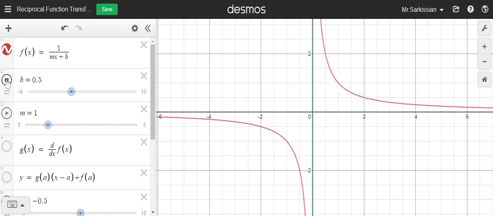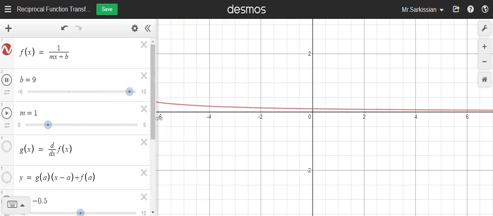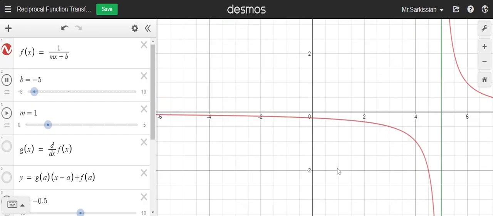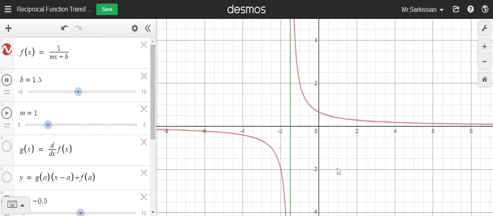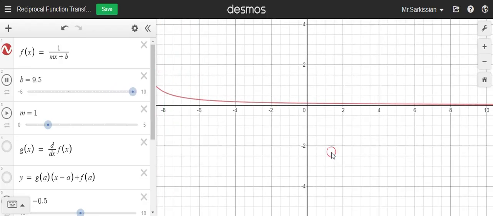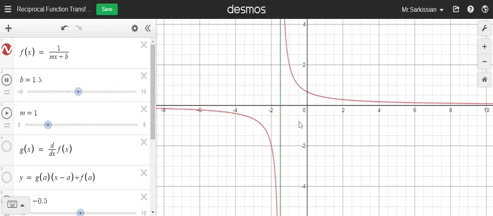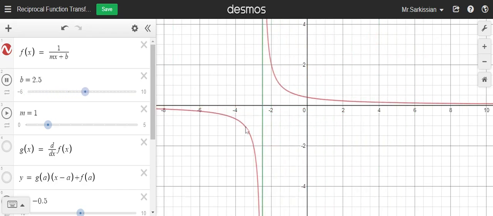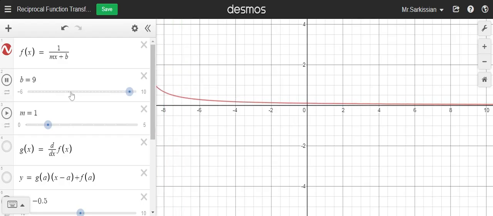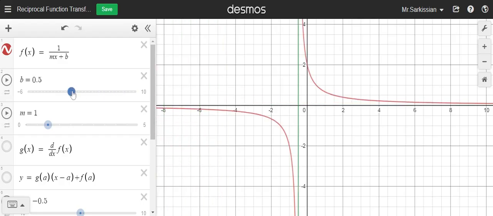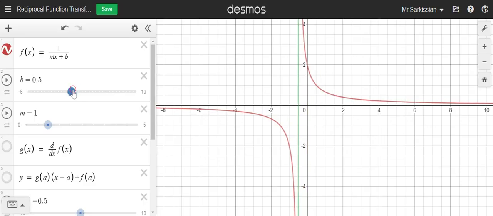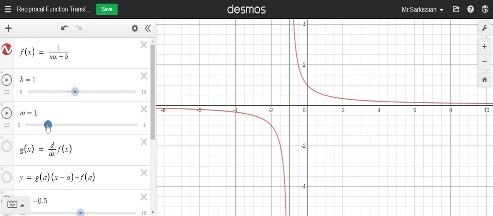So if we change the value of b, we see that the graph starts horizontally shifting to the right and left, as you can see here. And as it shifts to the right or left, the vertical asymptote also translates with the graph. It's sort of attached to the graph. So I'm going to keep b to be 1, for example. And now we're going to see the effect of changing m.